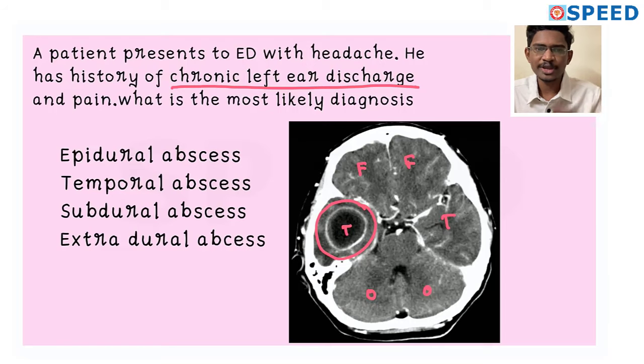Okay, so all these you can expect in case of temporal lobe abscess. You will be giving IV antibiotics. If it's not controlled, then you will be going for drainage procedures.